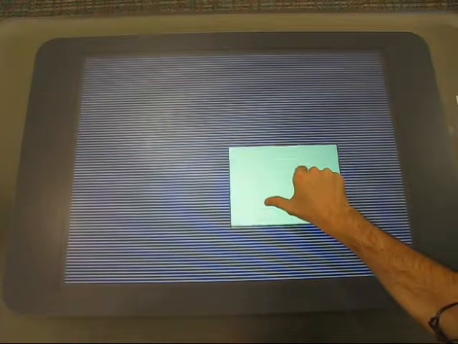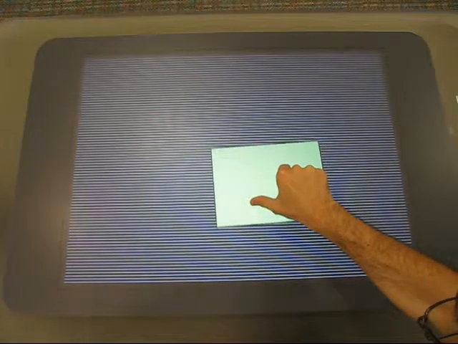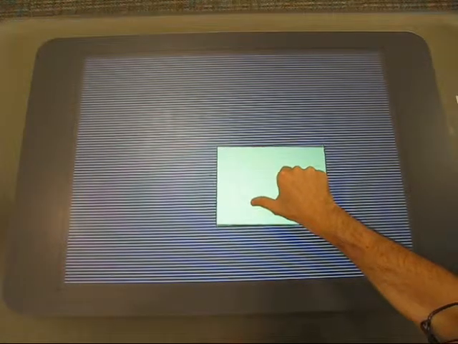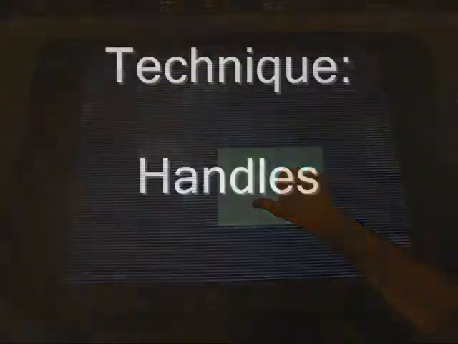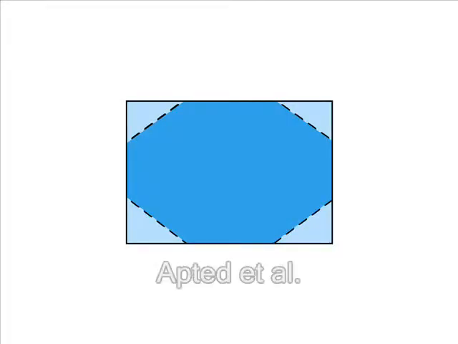For example, an object that is already properly oriented and needs to be scaled is difficult to scale without also affecting its orientation. We have explored 4 different approaches.